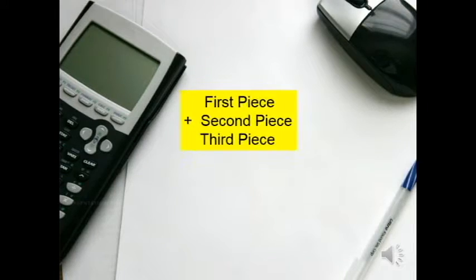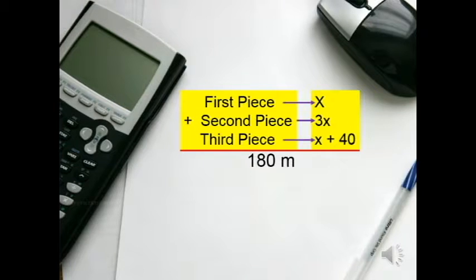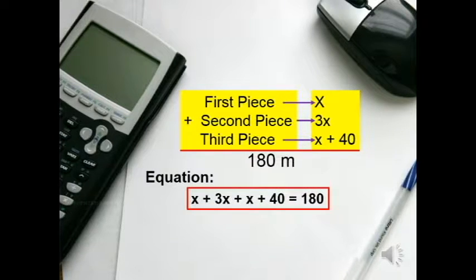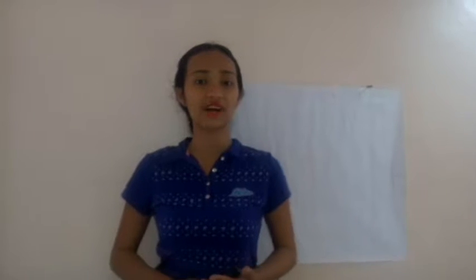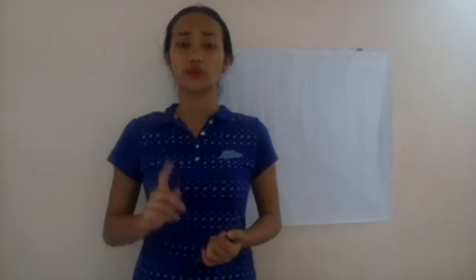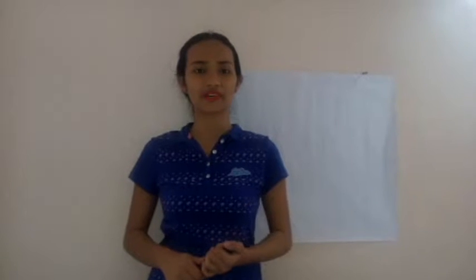Since we already have our representations, let's write the equation. Make sure the equation you write symbolizes the problem. First piece plus second piece plus third piece equals 180 meters. So we can have x plus 3x plus x plus 40 equals 180. Thus, the equation is x plus 3x plus x plus 40 equals 180. Now, let's solve the problem. Remember to use the basic methods in solving systems of linear equations.